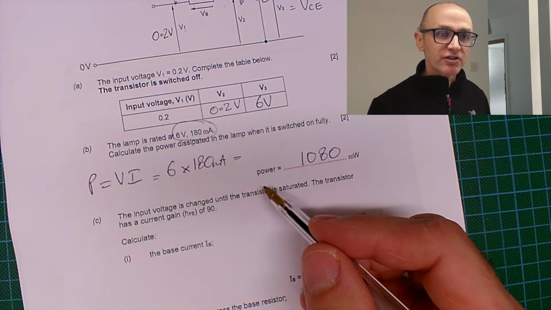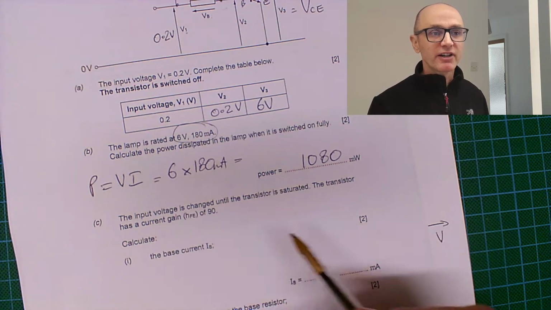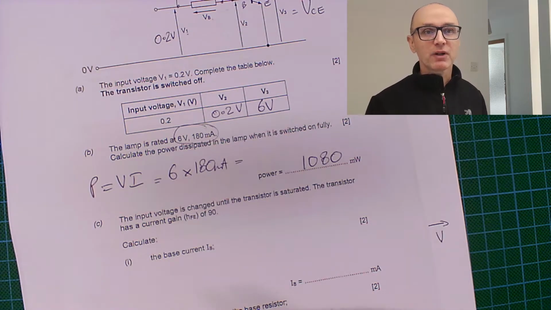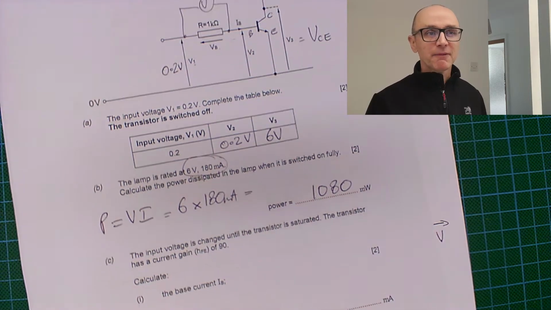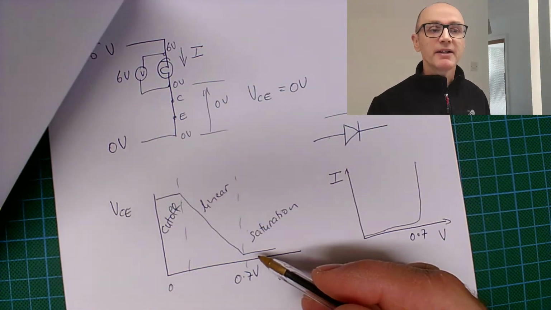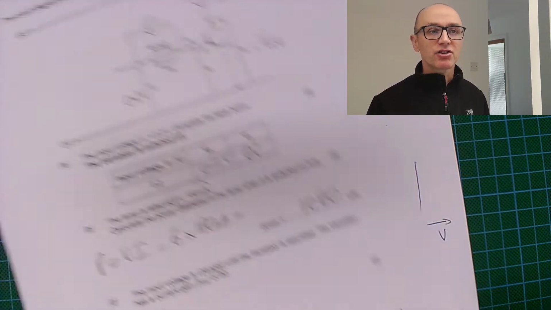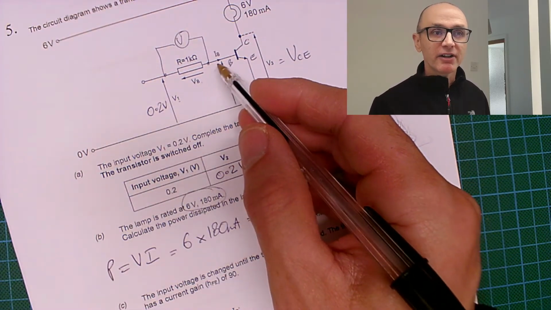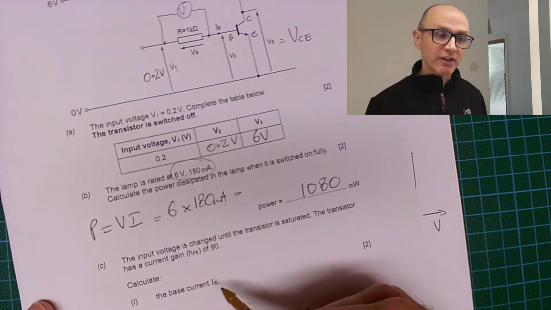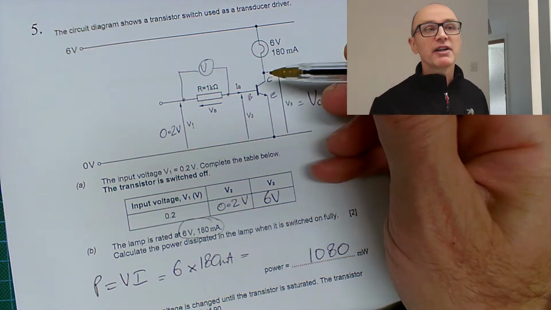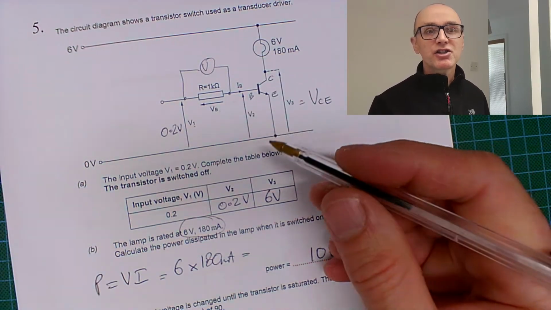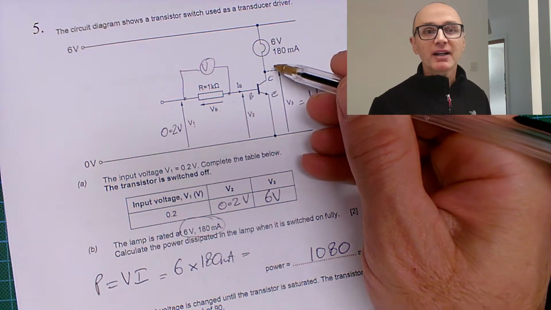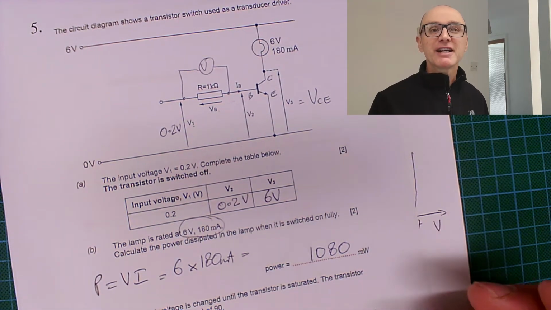The input voltage is changed until the transistor is saturated. The transistor has a current gain, also known as HFE, of 90. Now, what that means is that when we have just entered saturation, and they give you the current, where was it? Oh no, they haven't given you the base current. They've given you the collector current. The relationship between the base current and the collector current is very, very easy to calculate.